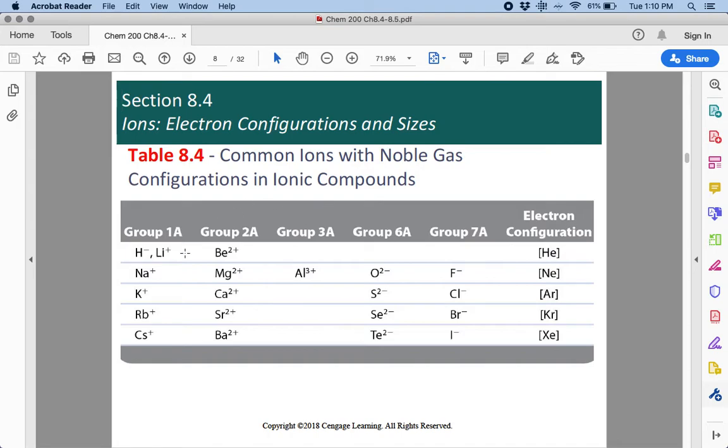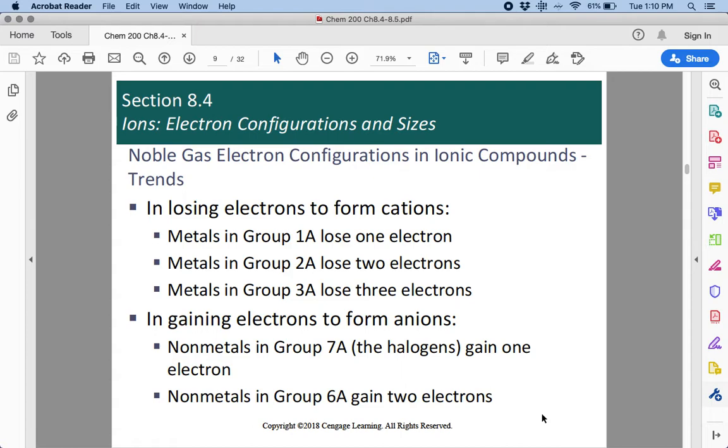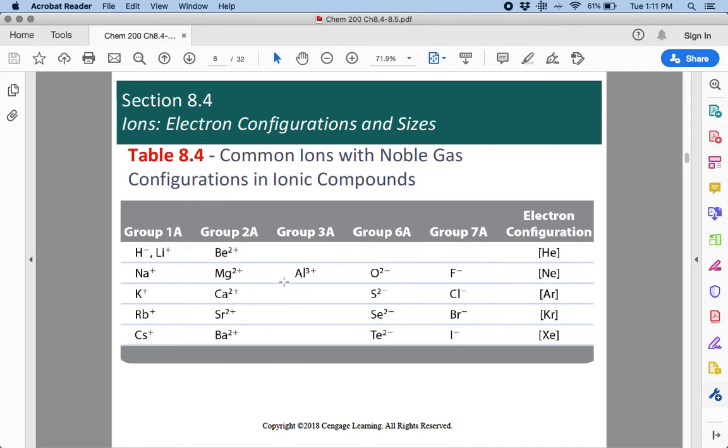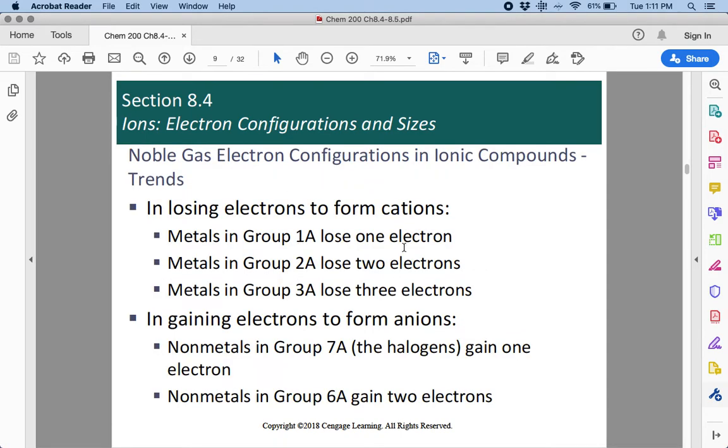This is kind of a cheat sheet, if you haven't remembered from your 152 days, about the different kinds of cations and anions that form in terms of the periodic table. This says these things in word form that go with this figure: group 1A metals will lose 1 electron, group 2A metals will lose 2 electrons, group 3A metals will lose 3 electrons. Nonmetals in group 7A will gain 1, and in group 6A they'll gain 2.